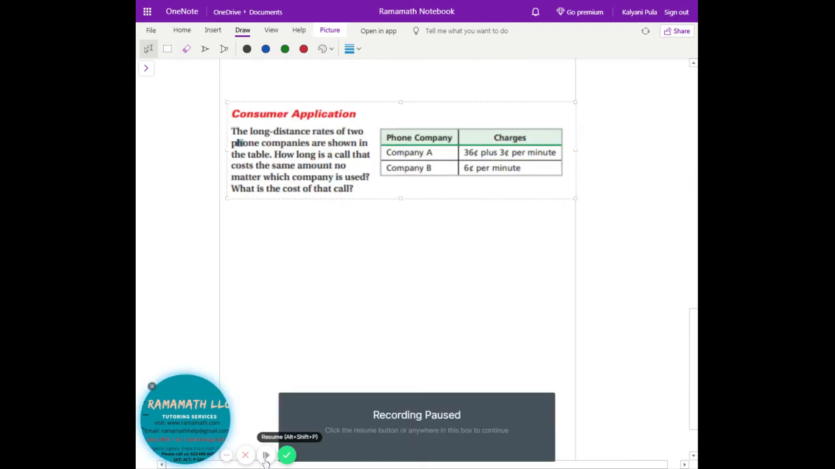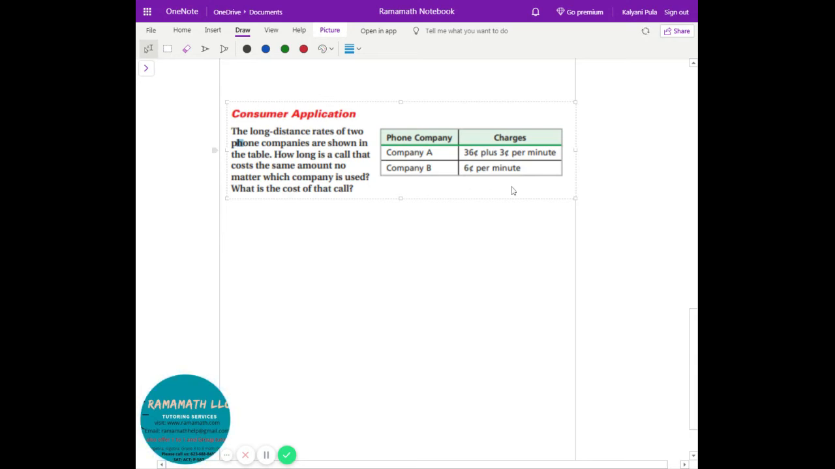Okay. It depends on which company you want to go with. Let's say if I want to make only one call of 1 minute, probably company B makes more sense to me, because I'm making only 1 minute, so it's only 6 cents. But if I use company A for a 1 minute call, I have to pay 36 cents plus 3 cents, which is 39 cents. So it depends on which one is suitable. But right now we're going to see how many minutes make the same amount of money that we're going to pay. Okay, so let's write an equation and see if we can figure this out.